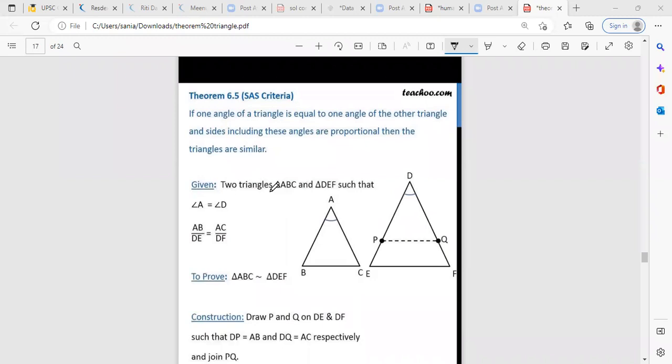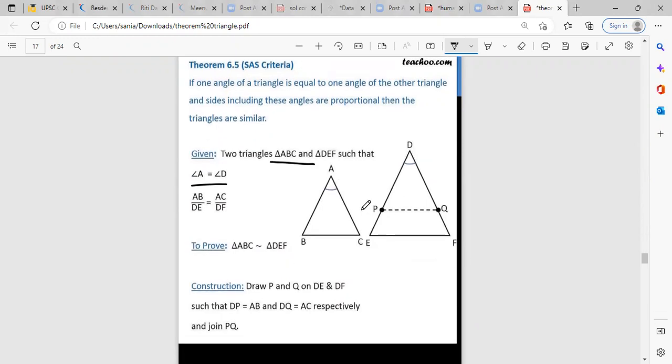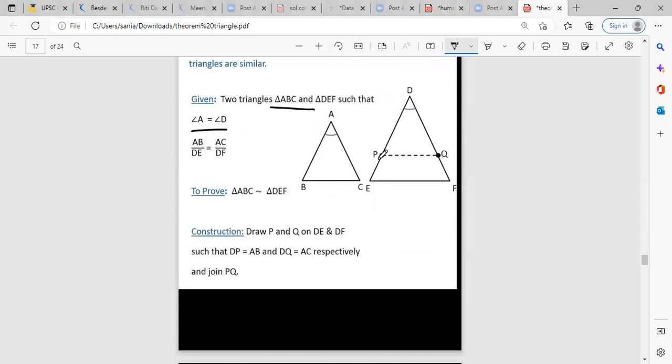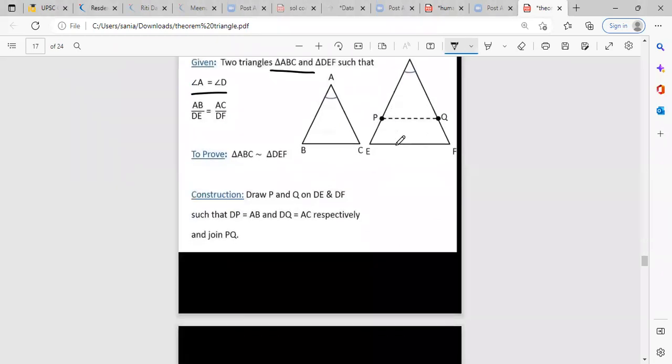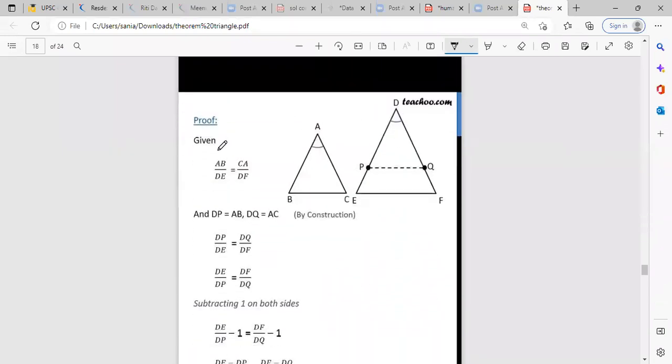So given are two triangles. Again, corresponding angles A and D are equal, and AB and DE and AC and DF are proportional. You have to prove that these two triangles are similar. And for the construction, again you will construct it because you can see the shape and size difference. So it is given that AB is this, and from here, because you did the construction part, you know that DP is equal to AB.